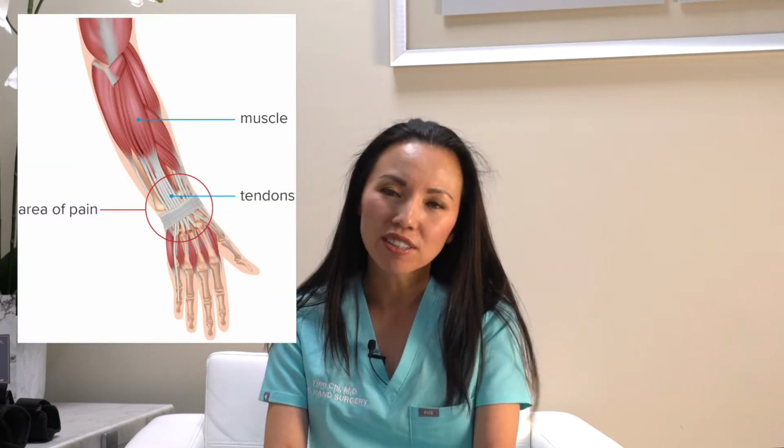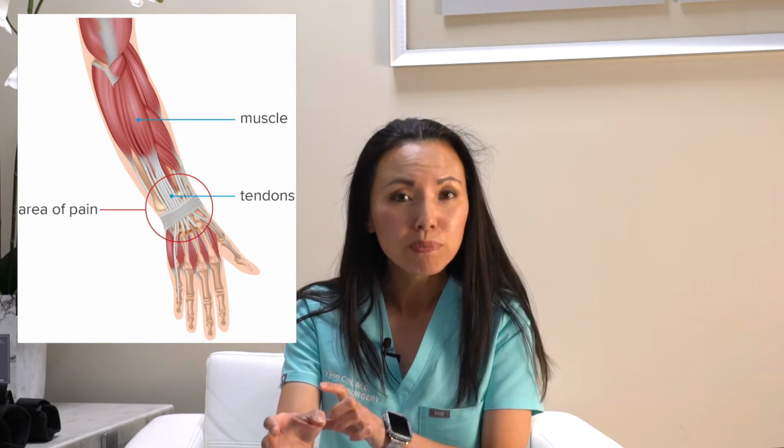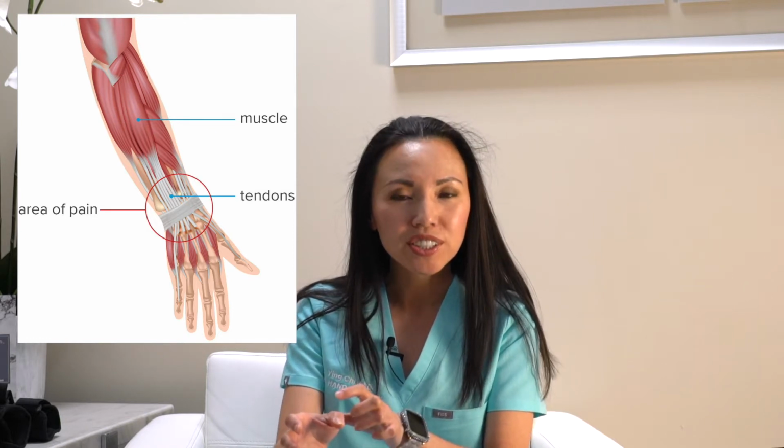Now, what is tendonitis? Well, a tendon is a structure that connects your bone to the muscle. So when that structure gets inflamed, that's called tendonitis, and that causes pain and discomfort when you're trying to use your hand or wrist.